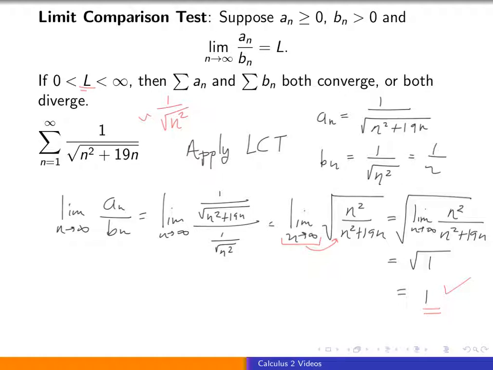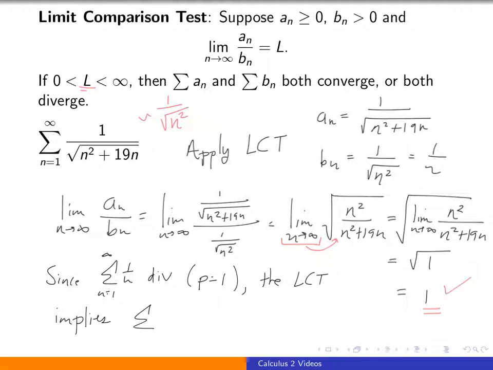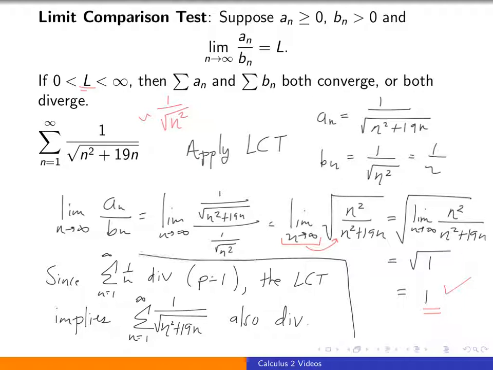But recall, we need a conclusion. So since the sum from n equals 1 to infinity of 1 over n diverges, and note P series with P equals 1, which is why it diverges, the limit comparison test implies that the series we are interested in, the sum from n equals 1 to infinity of 1 over the square root of n squared plus 19n, also diverges.